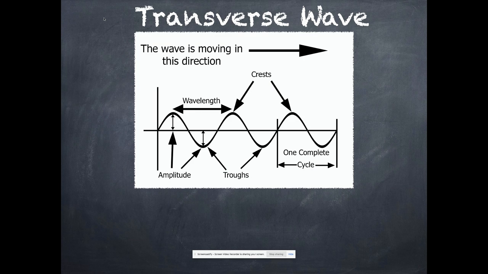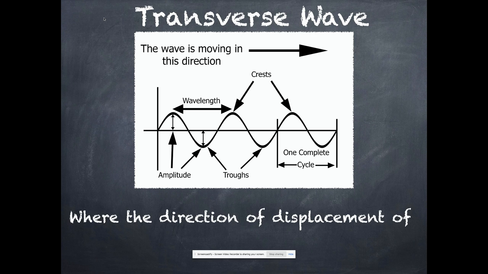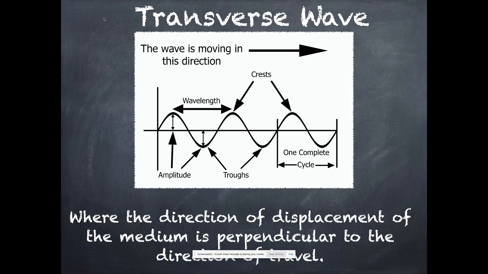This is what a transverse wave looks like, and this is what a water wave would be like. Okay, this is a great diagram. You need to spend some serious time studying it. Okay, we're going to talk about all the things in this diagram in a moment. So a transverse wave waves up and down, but travels left to right. Okay?